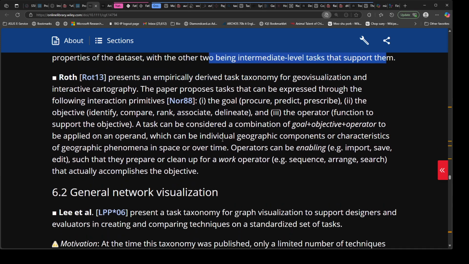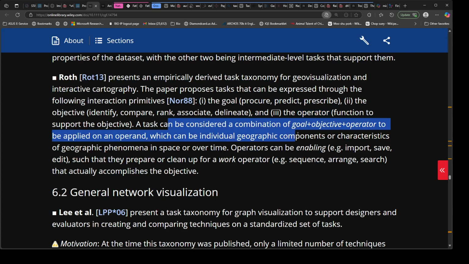[ROF13] presents an empirically derived task taxonomy for geovisualization and interactive cartography. The paper proposes tasks that can be expressed through the following interaction primitives [NOR88]: 1, the goal: procure, predict, prescribe; 2, the objective: identify, compare, rank, associate, delineate; and 3, the operator: function to support the objective. A task can be considered a combination of goal plus objective plus operator to be applied on an operand, which can be individual geographic components or characteristics of geographic phenomena in space or over time. Operators can be enabling, for example import, save, edit, such that they prepare or clean up for a work operator, for example sequence, arrange, search, that actually accomplishes the objective.